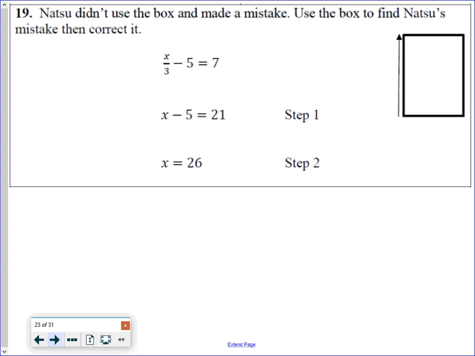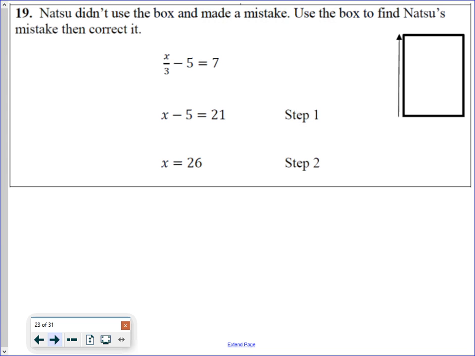Okay. Now let's go ahead and take a look at 19. I'm a Fairy Tail fan, so Natsu Dragneel made it into this worksheet. Anyways, 19. Natsu didn't use the box. Oh, Natsu. And made a mistake. So surprised.